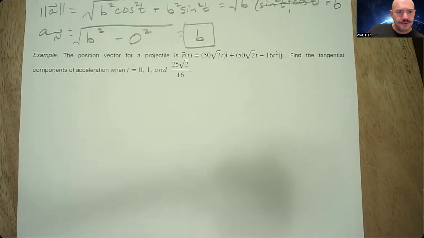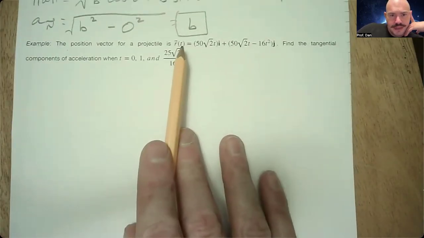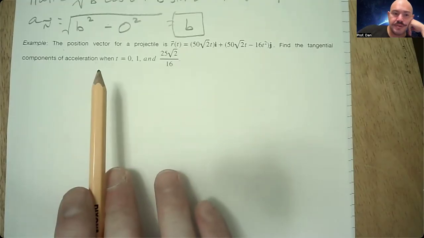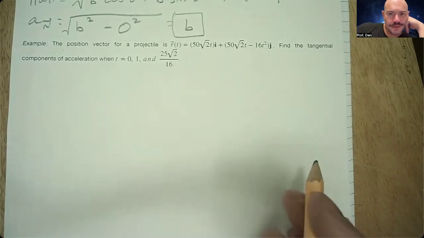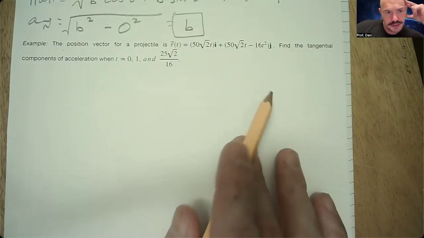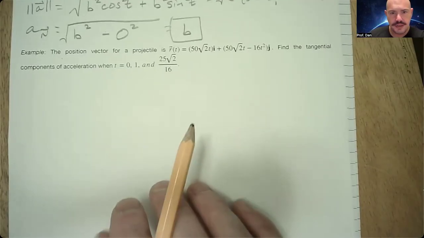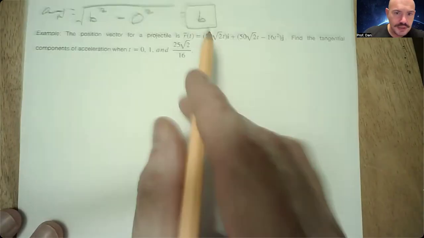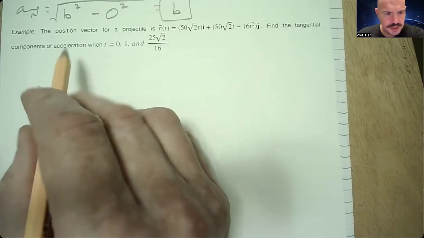All right, last example. Position vector for a projectile is given by this vector r. We want to find the tangential components of acceleration for 3 different values of t. All right, so here we're only concerned with the tangential component. We don't necessarily want the normal component. So that kind of changes what we might do.